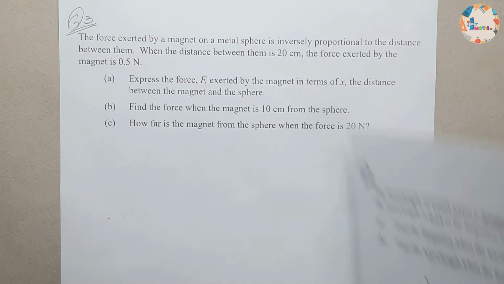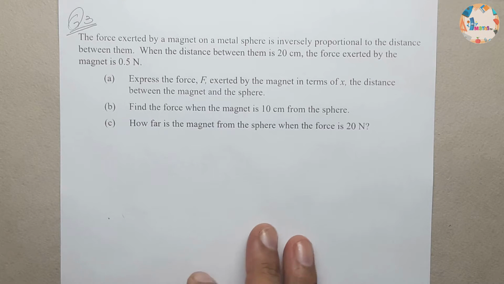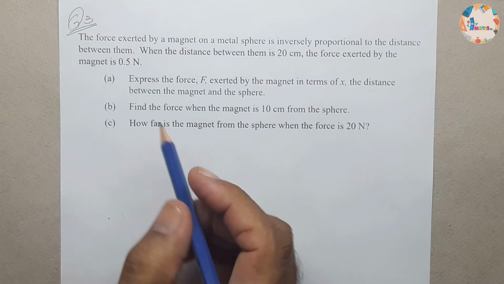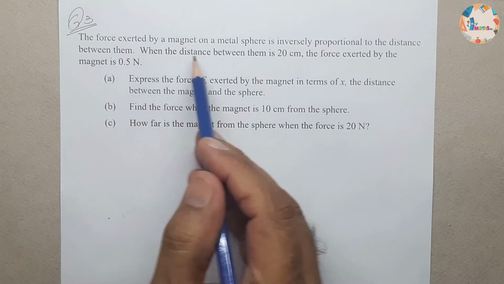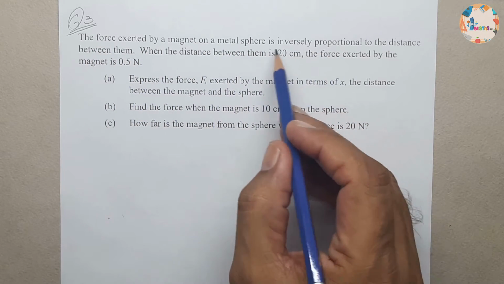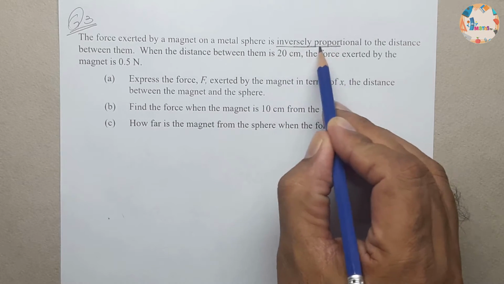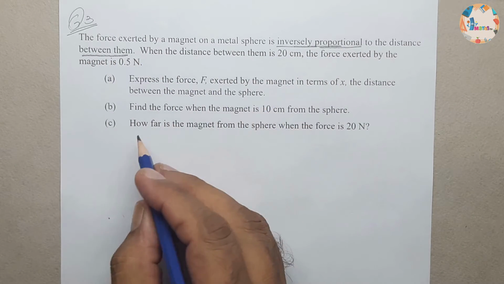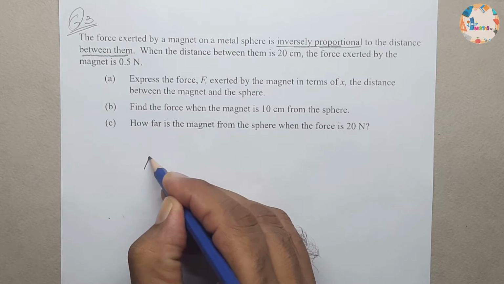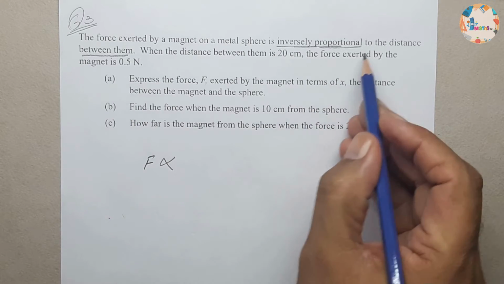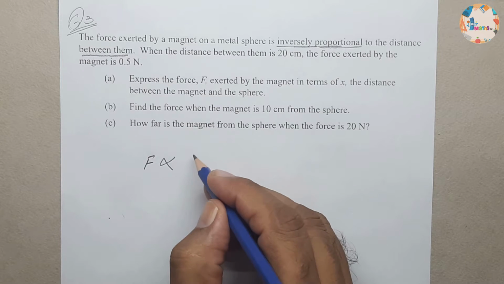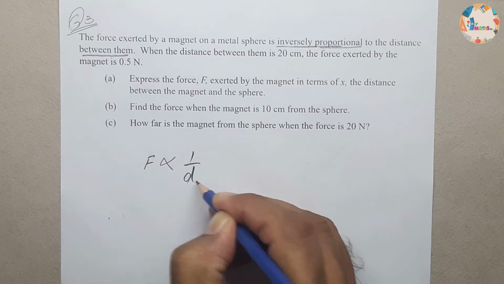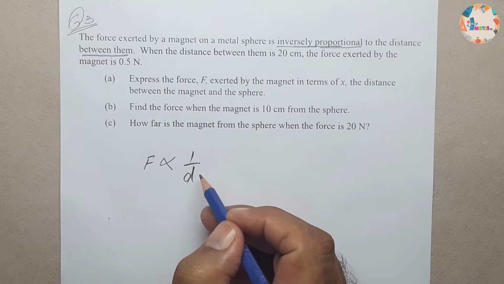Hopefully you understood this question as well. Now this is question number 3. The force exerted by a magnet on a metal sphere is inversely proportional to the distance between them. So force F is inversely proportional to the distance between them, so 1 over d, this is how we can write.